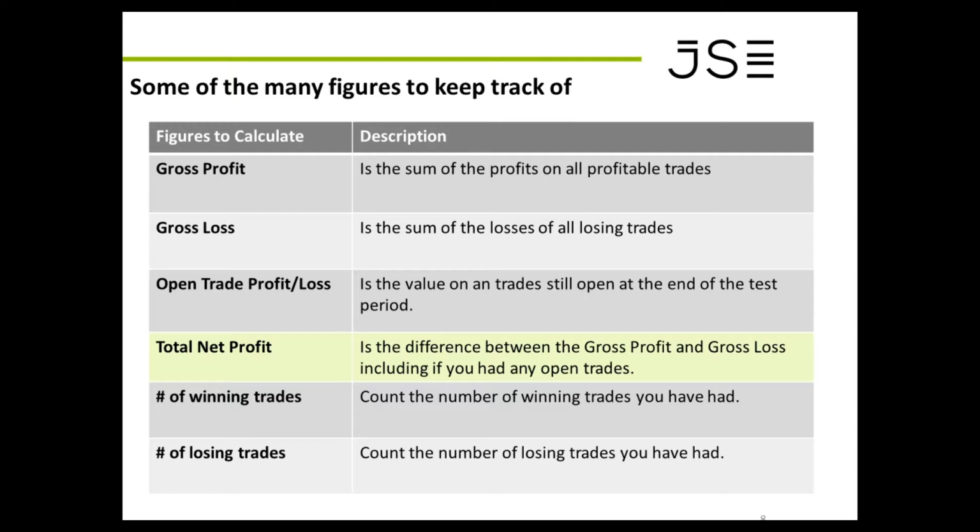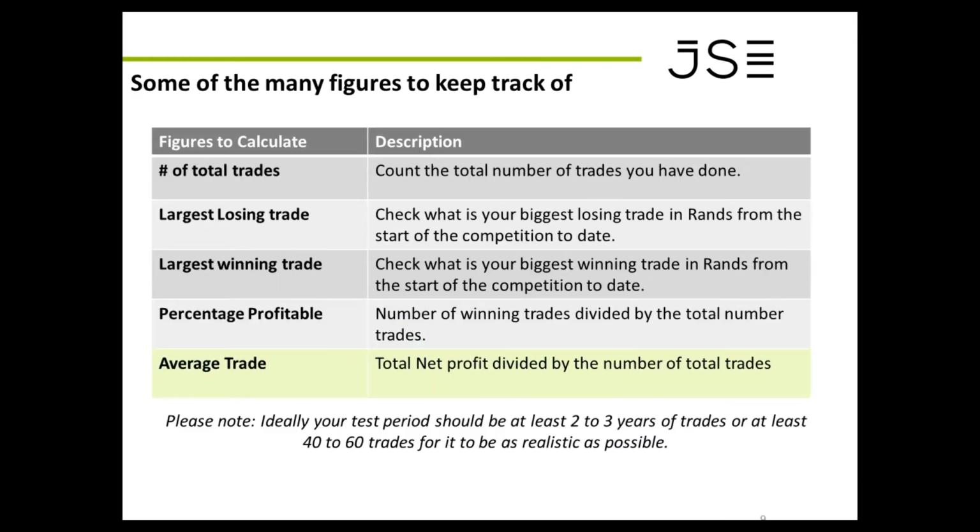However, there are other things that you can look at, like the number of winning trades. Count the number of winning trades you've had. Count the number of losing trades you've had. By getting these figures, you can count the total number of trades that you've done. Why is this important? Well, there are different formulas you can use with those figures.